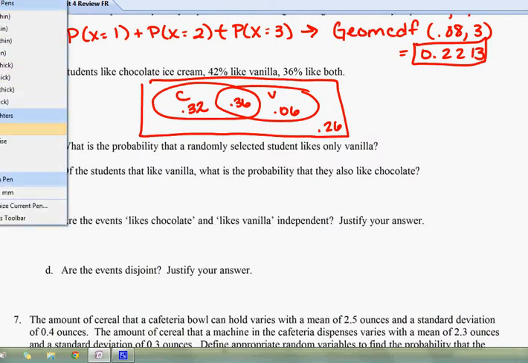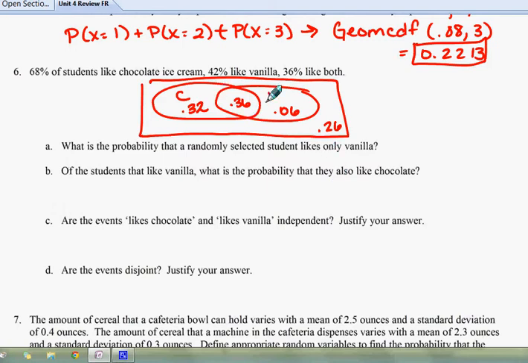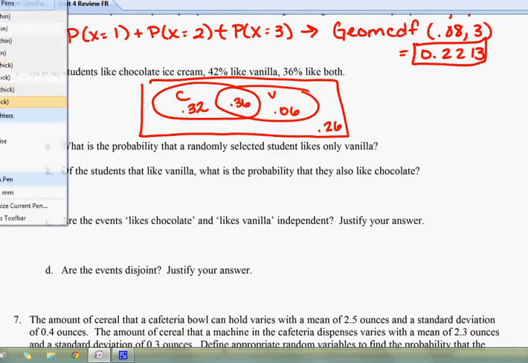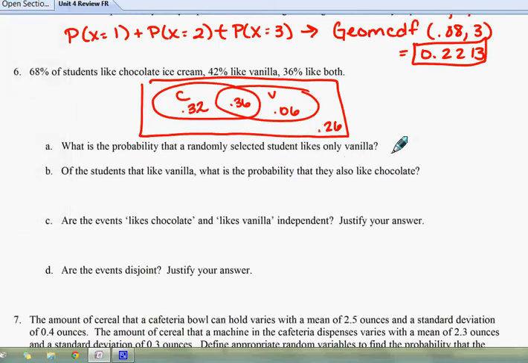So when they talk about what's the probability that somebody likes only vanilla, that is just that section. So only vanilla is going to be 0.36. I'm sorry, 0.06.